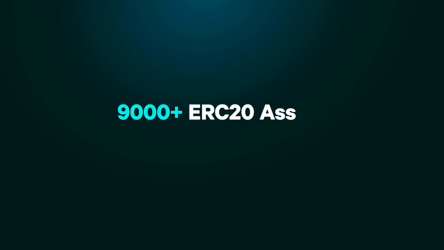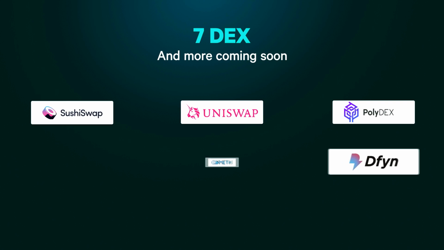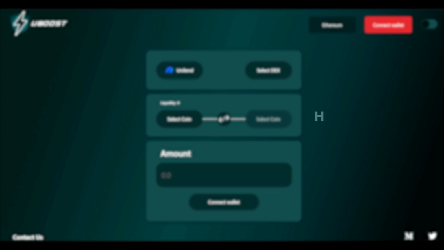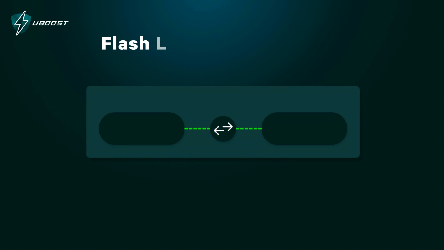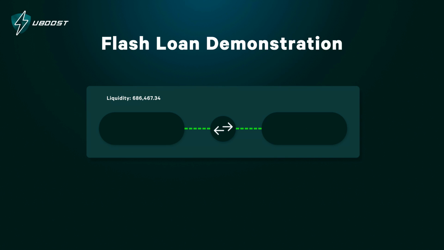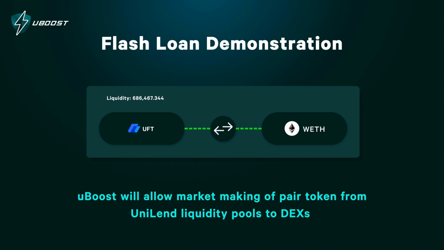Uboost allows over 9,000 plus ERC20 assets to use flash loans on more than 7 DEXs at present. In the current tutorial, we will lead you to the dApp functioning on how to use flash loans. Here, we will demonstrate flash loan borrowing of UFT liquidity from Uniland and pair with ETH to perform market making on QuickSwap DEX.